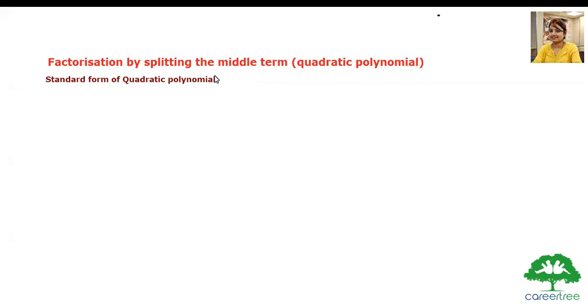Today I will be discussing the topic factorization by splitting the middle term. It is one of the methods of factorization, which is mainly used for quadratic polynomials. Whenever you have to factorize a quadratic polynomial, you can use this method.